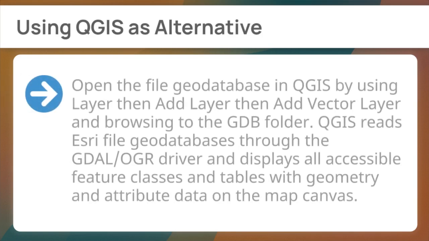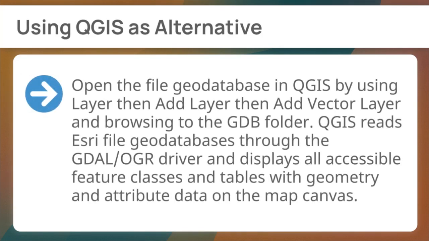Next, using QGIS as an alternative, open the file geodatabase in QGIS by using Layer, then Add Layer, then Add Vector Layer, and browsing to the GDB folder. QGIS reads Esri File Geodatabases through the GDAL-OGR driver and displays all accessible feature classes and tables with geometry and attribute data on the map canvas.